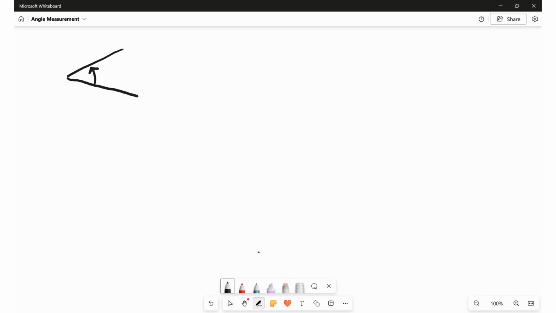And there are some parts to the angle, okay? This is called a side of the angle, and this is called a side. And this intersection point right here is called a vertex.